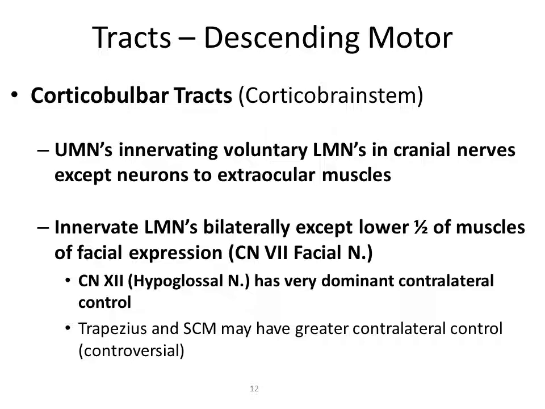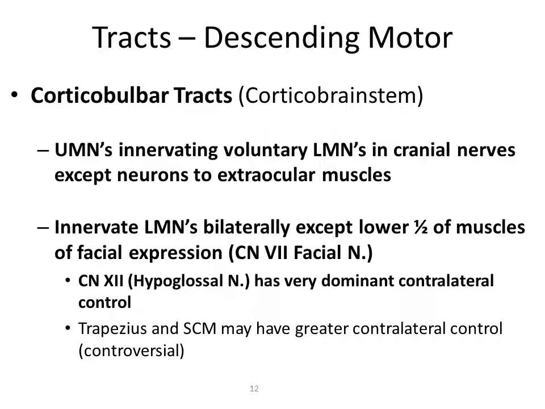I don't know the reason why, but for whatever reason, the muscles of facial expression that essentially move your mouth, your platysma around your neck, the nasalis and muscles around your nose, those particular muscles, their lower motor neurons only receive corticobulbar innervation contralaterally, just like the muscles of your arms and legs only get contralateral innervation.